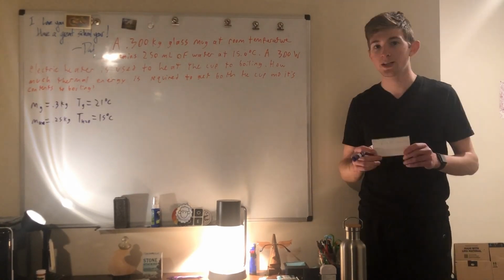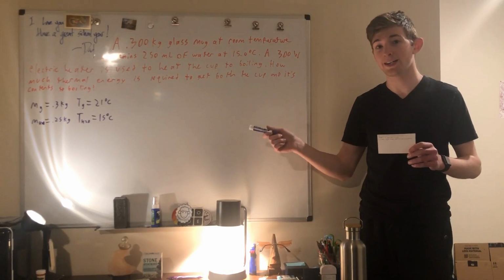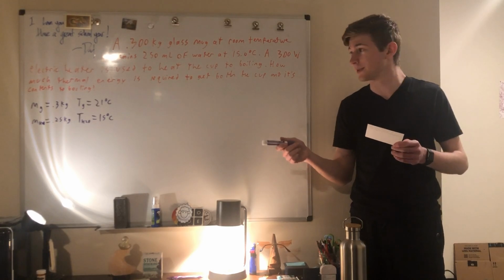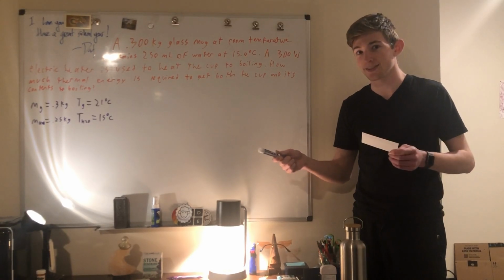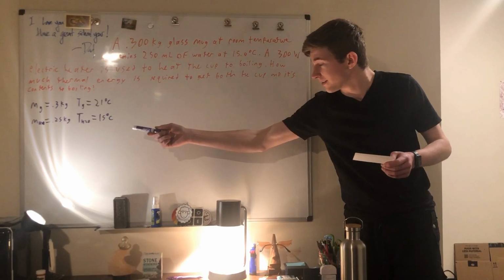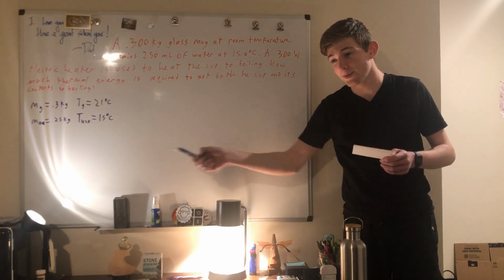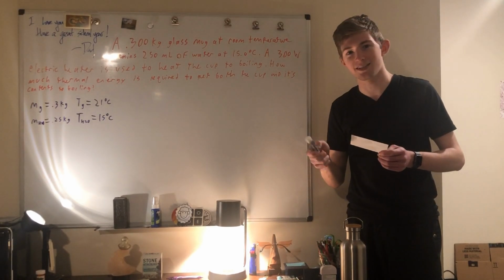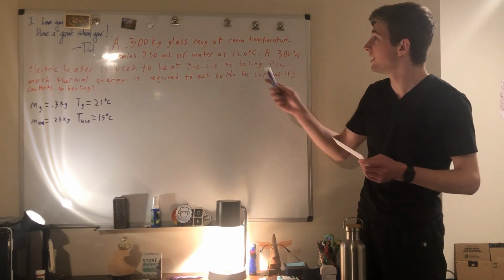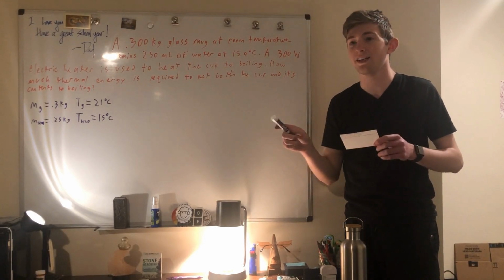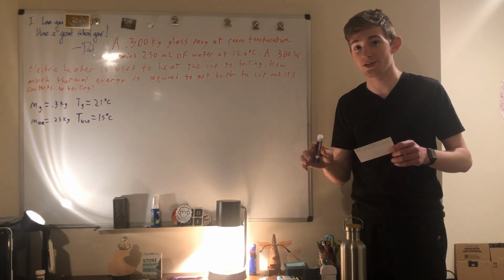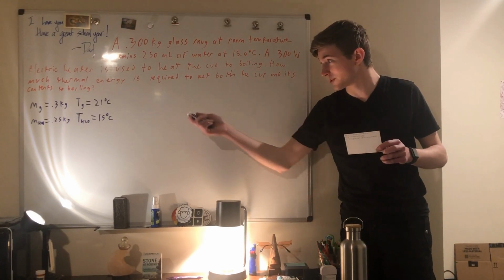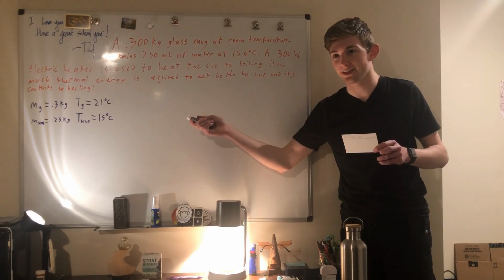We need our data. So from the problem we know that the mass of the glass is equal to 0.3 kilograms, the temperature of the glass is equal to 21 degrees Celsius, because Celsius is better, and the mass of the water is 0.25 kilograms because the density of water is 1 and the volume times the density is equal to the mass, and in this case the volume is 250 milliliters, and that mass that you get from the density equation is in grams, so we converted it to kilograms, and the temperature of the water is 15 degrees Celsius.